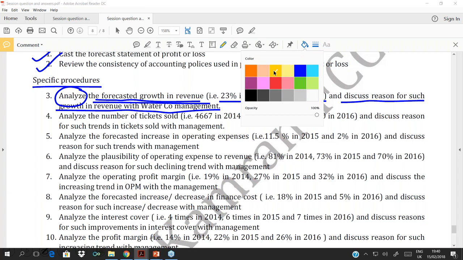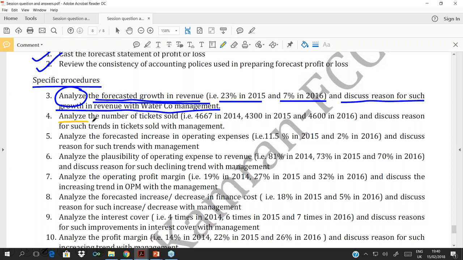Analyze the number of tickets sold. Now, how did I find the number of tickets sold? The ticket price was given in the case study, right? So I can easily find how many tickets have been sold. I found the tickets sold for each year, showed that in the bracket, and discuss reasons for such trends in tickets sold. Then analyze the forecasted increase in operating expense and discuss reasons for such.